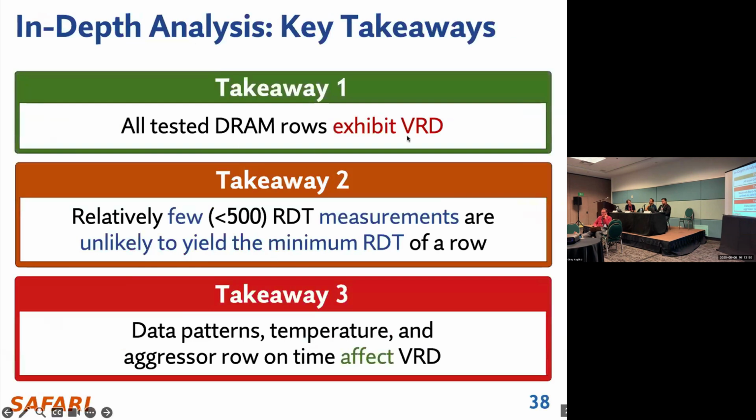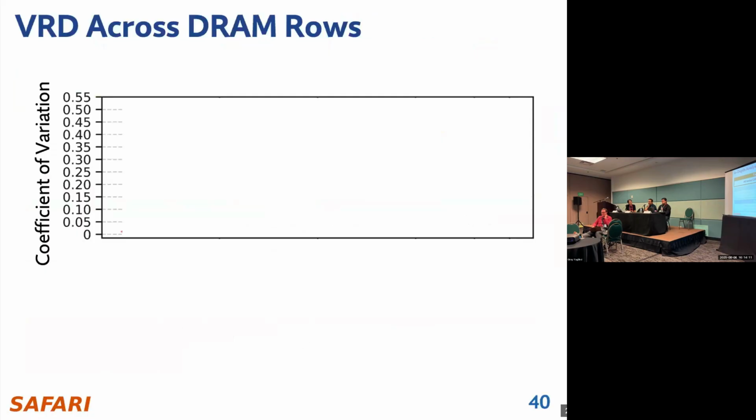So all tested DRAM rows exhibit variable read disturbance. Relatively few measurements, like less than 500, are unlikely to yield the minimum RDT of a row. So for a given row, you need to do more than 500 tests. And again, we cannot bound this. And data patterns, temperature, and aggressor row on time all affect variable read disturbance. So you need to take into account all of those things.